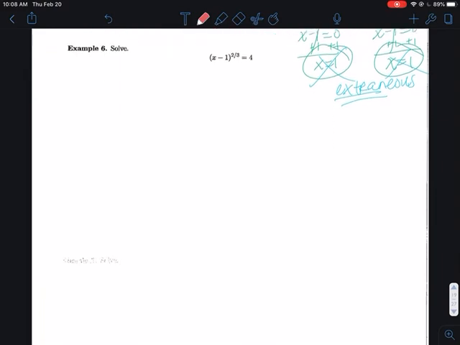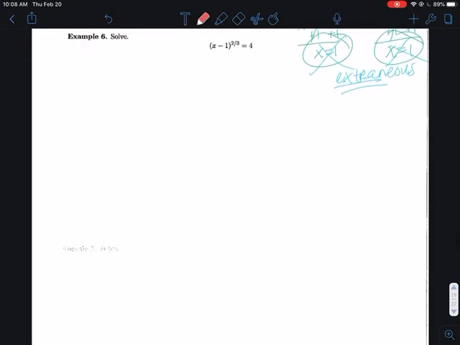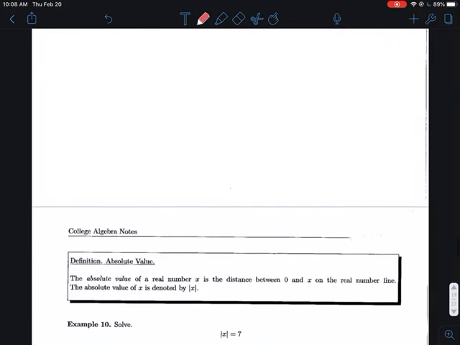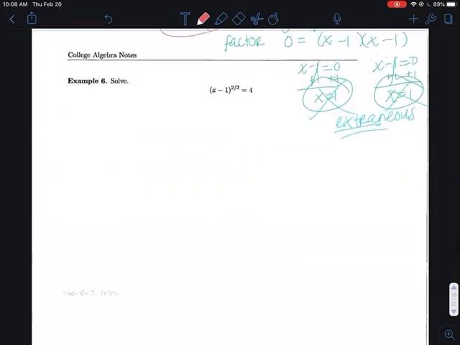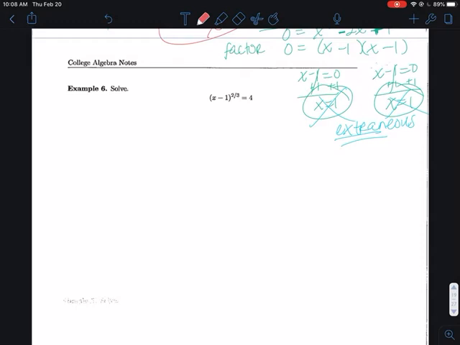All right, so here is another radical equation, except they have it written in rational exponent form, and we talked about that before. For problems like this, you want to leave it as a rational exponent, and your goal is to get rid of the rational exponent.